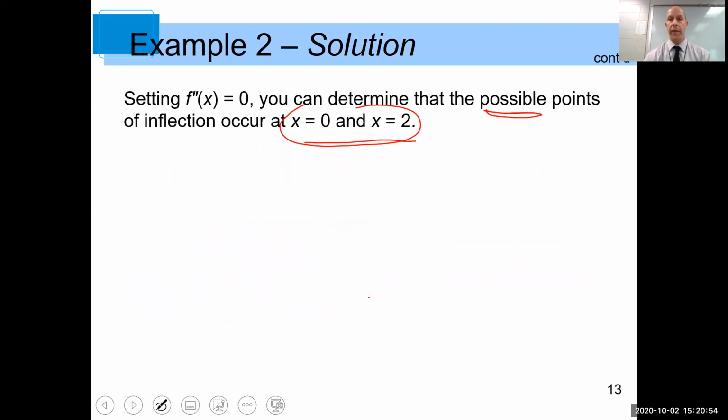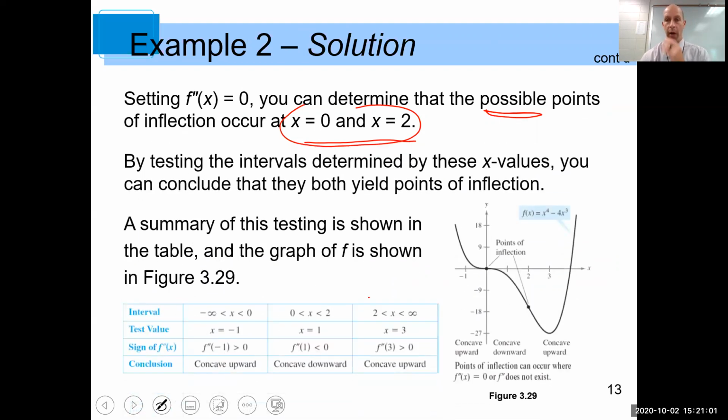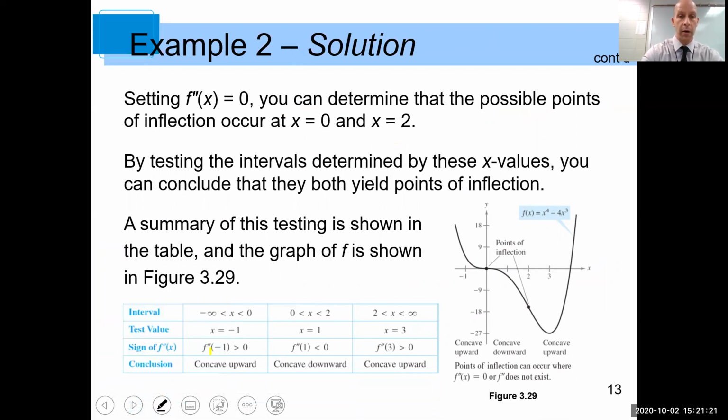Okay, so we figured out that x equals 0 and x equals 2. Those are possible points of inflection. Let's check. We're going to play the same game we just played. We're going to do some test values. Remember, we're going from negative infinity. Let's go ahead and test from, I'm going to go to my highlighter. Let's make sure we're on yellow. Negative infinity to 0 because 0 is one of them. We also need to check 0 to 2, and we need to check from 2 to infinity.